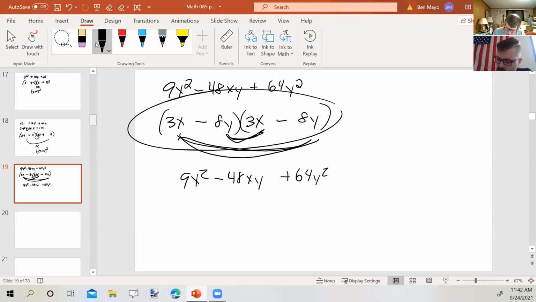So I could write it this way, or I could write it like that. Any questions on that example?